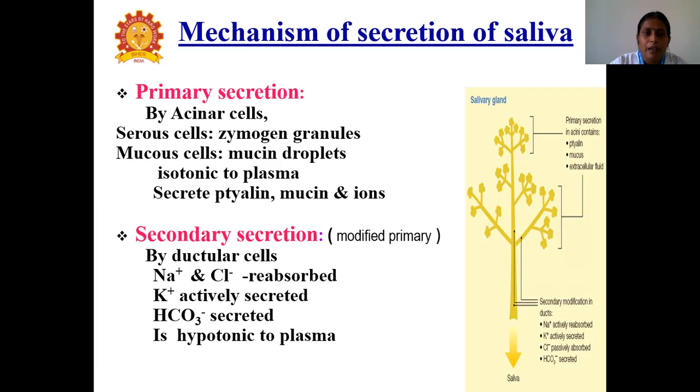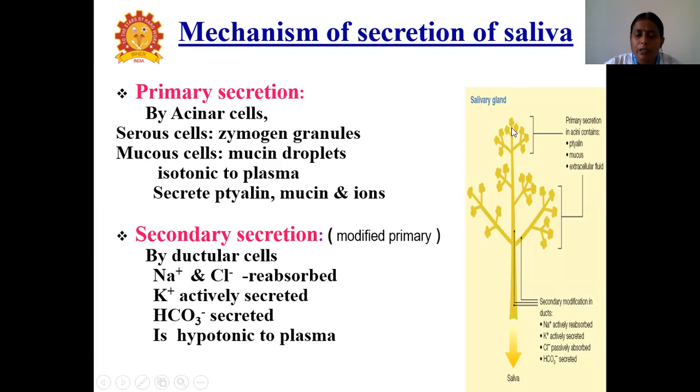The acinar part contains serous cells and mucous cells. Serous cells contain zymogen granules and mucous cells are mucus producing cells. The zymogen granules secrete ptyalin and mucous cells secrete mucins, and some ions are also secreted. These primary secretions are isotonic to plasma.